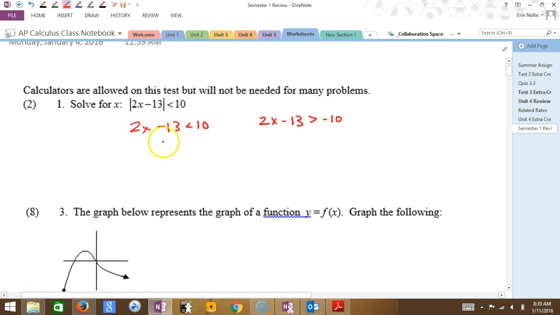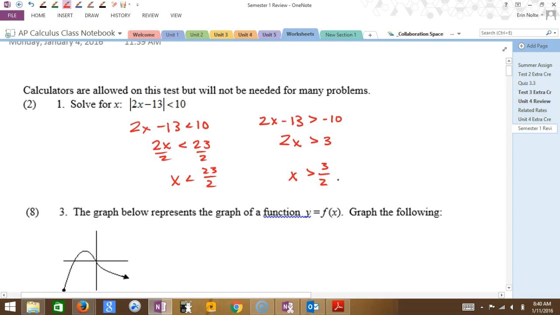So you would add 13, that makes 23, divide by 2. That would be one solution. Then if we add 13 over here, what's that? Only if you divide by a negative. Multiply or divide by a negative is when you flip. So the second solution is 3/2.